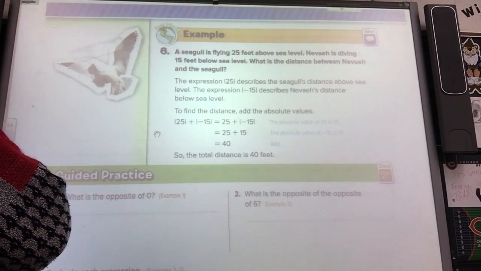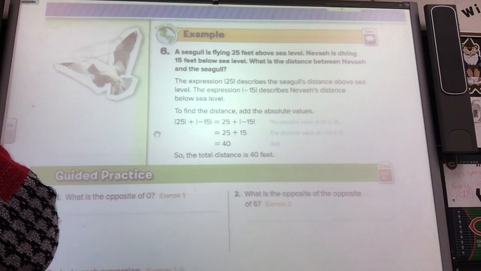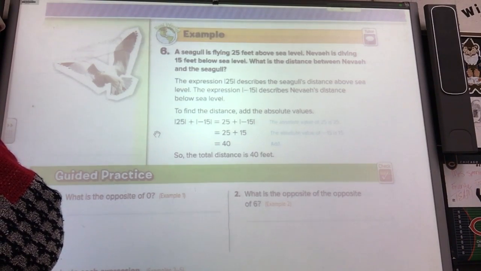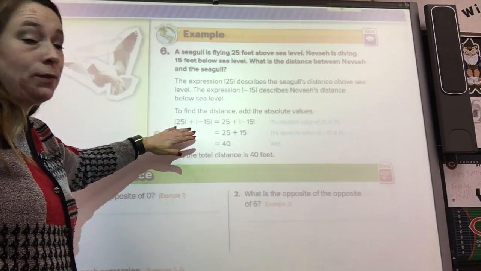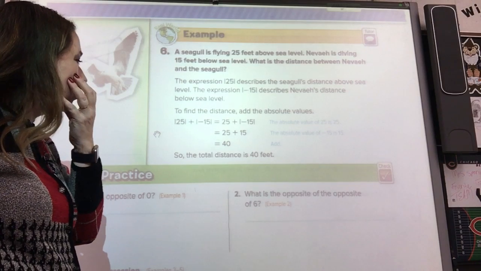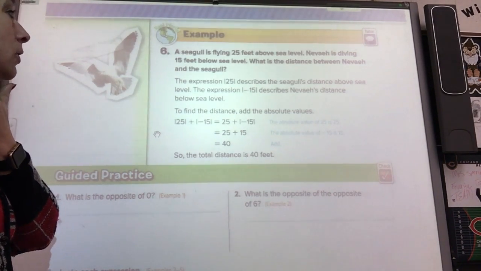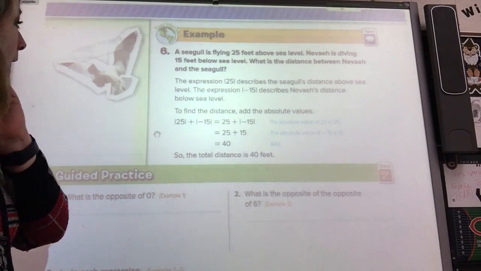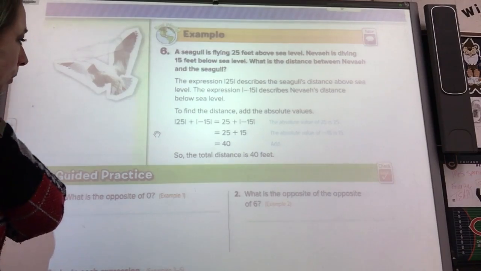Nevaeh is diving 15 feet below sea level. What's the distance between Nevaeh and the seagull? All right, so we got the absolute value of 25 plus the absolute value of negative 15, because the seagull is above sea level and Nevaeh is diving below sea level. So we need to figure out what those two together would be.